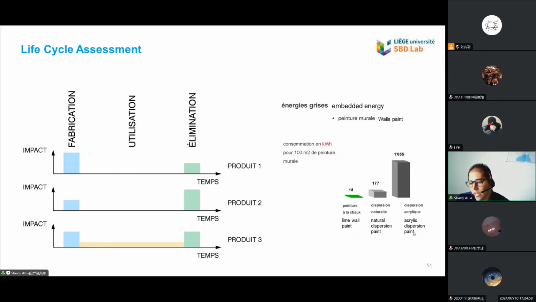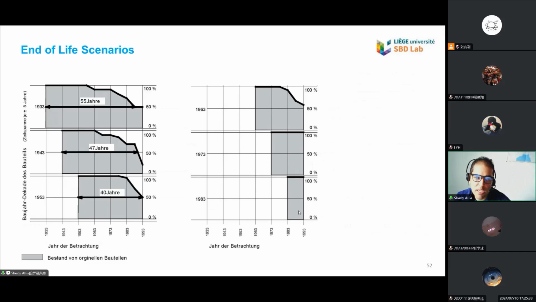And as you can see, acrylic dispersion is using 1055 kilowatt hour for 1 square meter of paint. Natural dispersion paint is using 177 kilowatt hour for 1 square meter or 100 square meter, and the lime wall is only using 18 kilowatt hour for 100 square meter of paint. As a consequence, it's very easy. If I want to have a low greenhouse gas emission or low carbon equivalent paint, I will use the lime paint. So this is how we can use this example to apply here in this calculation.